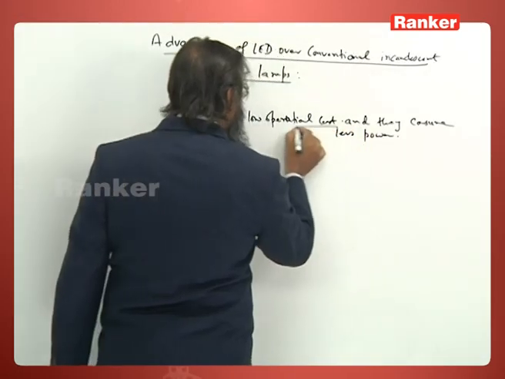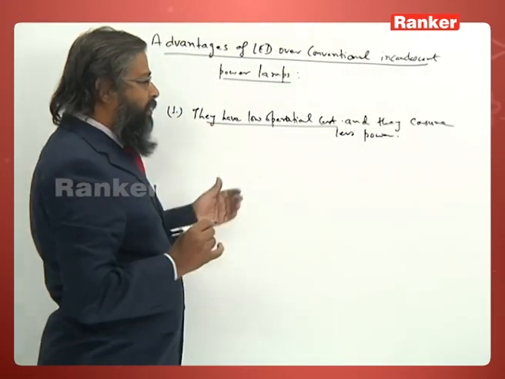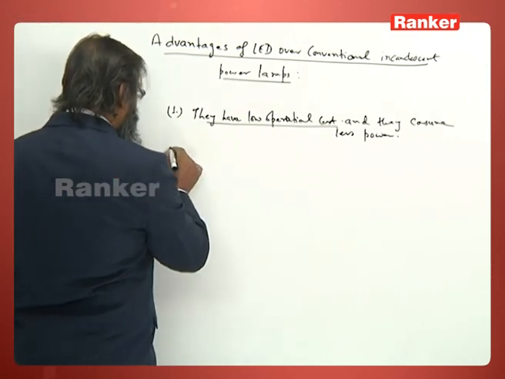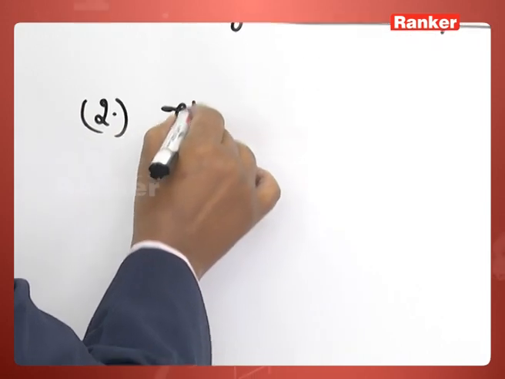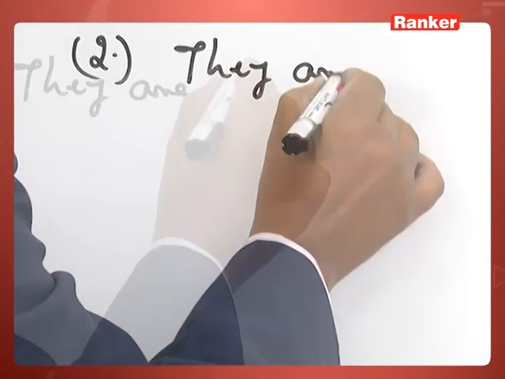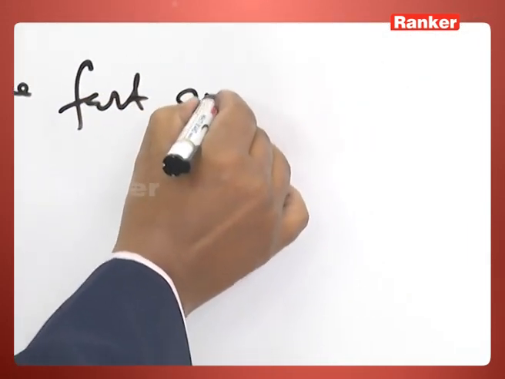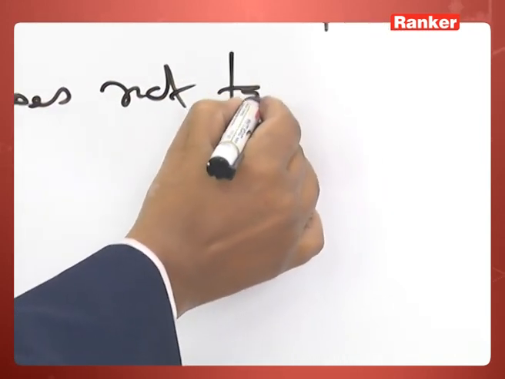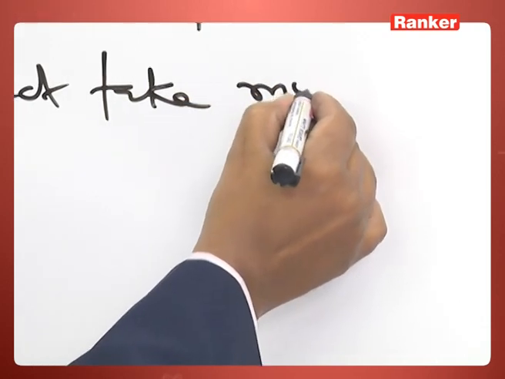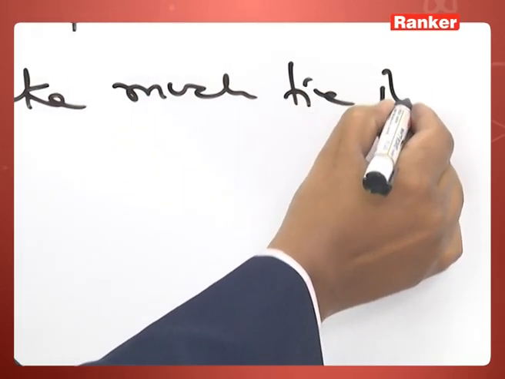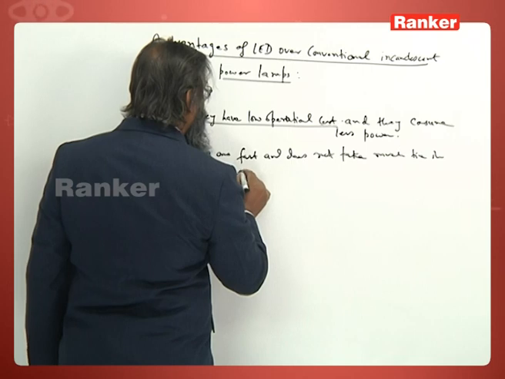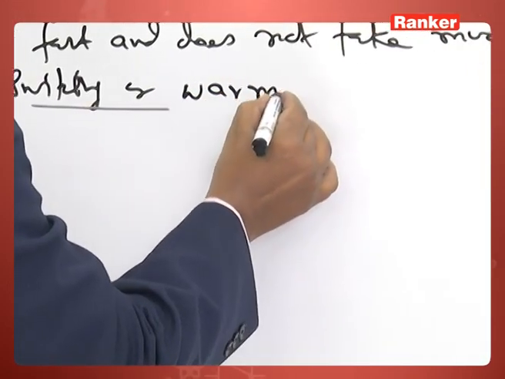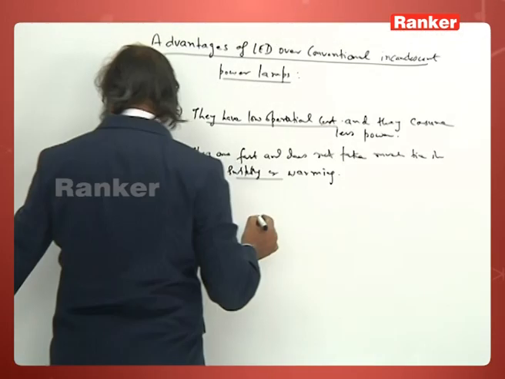So, why do they have low operational cost? Because they consume less power. Second, they are fast and do not take much time in switching or warming. So, their switching on and off is fast.